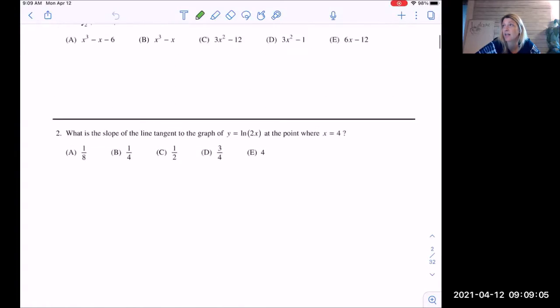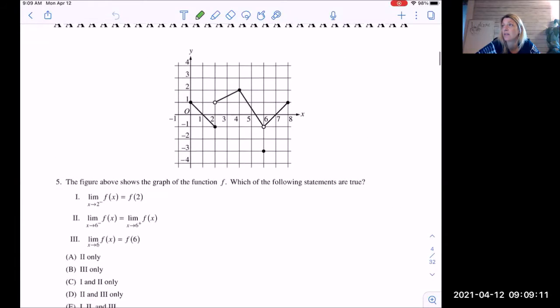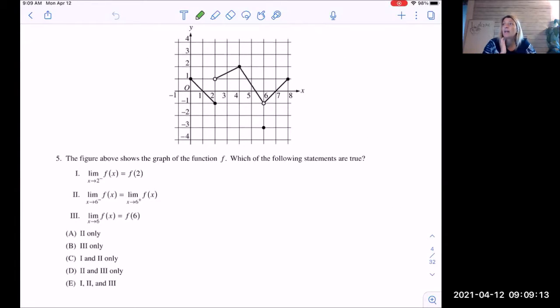Can we do 5? I kind of forgot how to do those. You betcha. Okay. So the figure above shows the graph of f, which is true. The limit as x approaches 2 from the, that's got a little negative up there, that means from the left. Okay, the limit as x approaches 2 from the left. So we're headed here, right? Is equal to f of 2. That's what that question's saying.